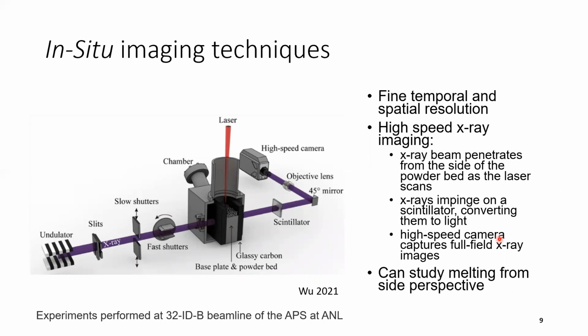Finally, we used in situ imaging techniques to help us study this phenomenon in real time. The reason why we wanted to use high-speed imaging techniques is so that we get this really nice temporal and spatial resolution. As you can see from the schematic, the X-rays are coming in from the side and allowing us to see this melting process from a side perspective, which is particularly interesting.